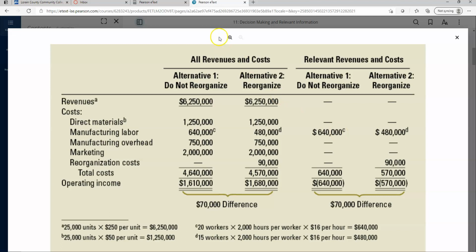Some people will do the all revenues and costs, and why is that? Whether they're irrelevant or relevant, because sometimes managers want to make sure they account for all costs. And the more complicated the decision is, maybe sometimes we need to list all costs to make sure that we don't miss something. But either way, whether we list all revenues and costs or just relevant revenues and costs, we come up with the same difference because the numbers are going to be the same no matter which method we choose. And that was going back to the decision whether to implement the reorganization or not.